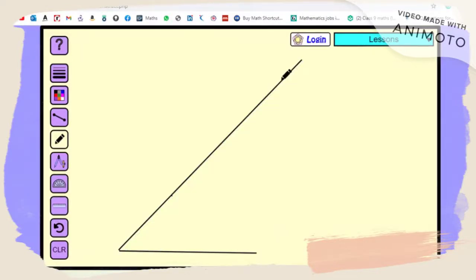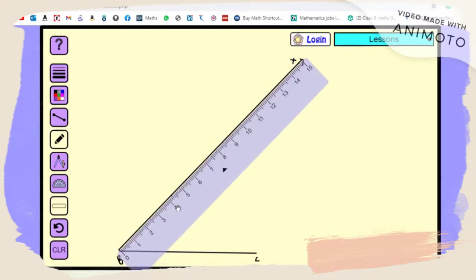Okay, so we got the line B. This line is BX actually. This point is B. This point is C. And this is our extended line, which we call BX. On this BX, we have to cut a distance of 3.5.